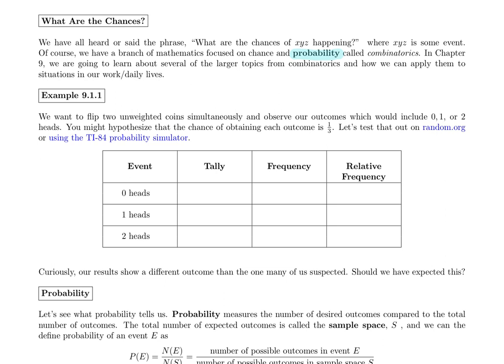So we're focusing on two unweighted coins, and we want to flip them simultaneously and observe our outcomes. Those outcomes include 0, 1, or 2 heads. You might hypothesize that the chance of obtaining each outcome is about a third. When we flip two coins, maybe a third of the time we get no heads, a third we get one head, and a third we get both heads. But we're going to test that out.